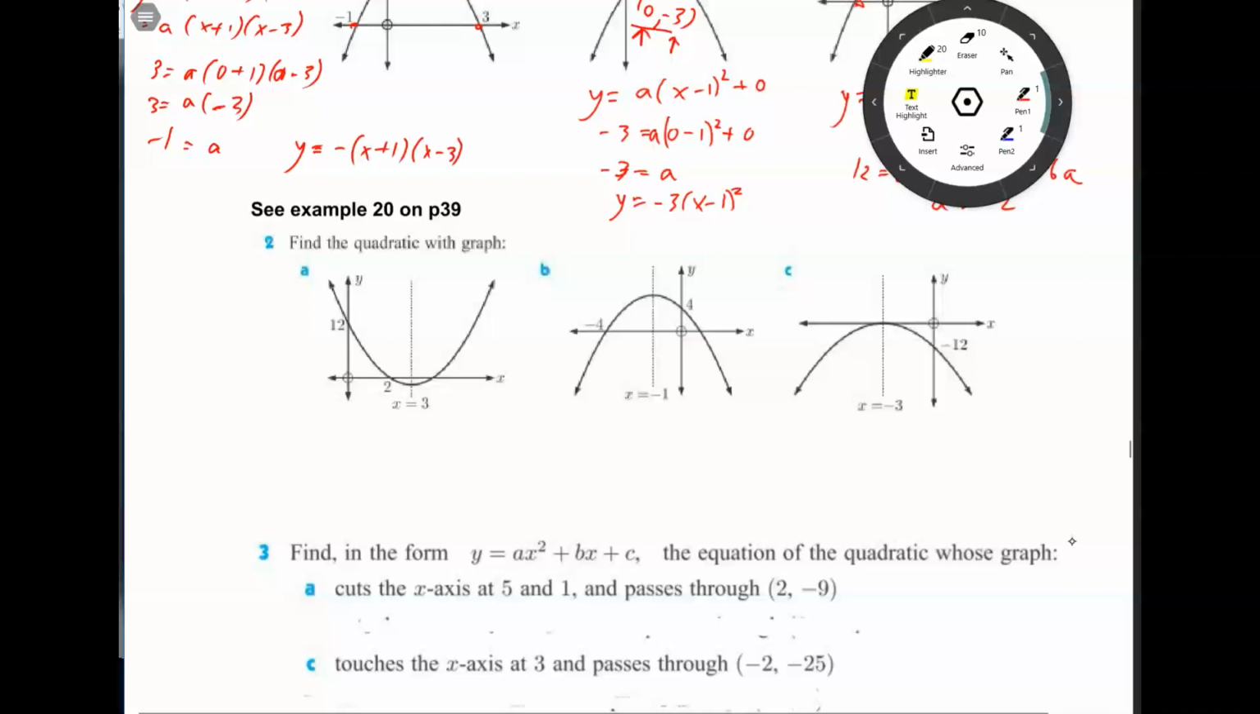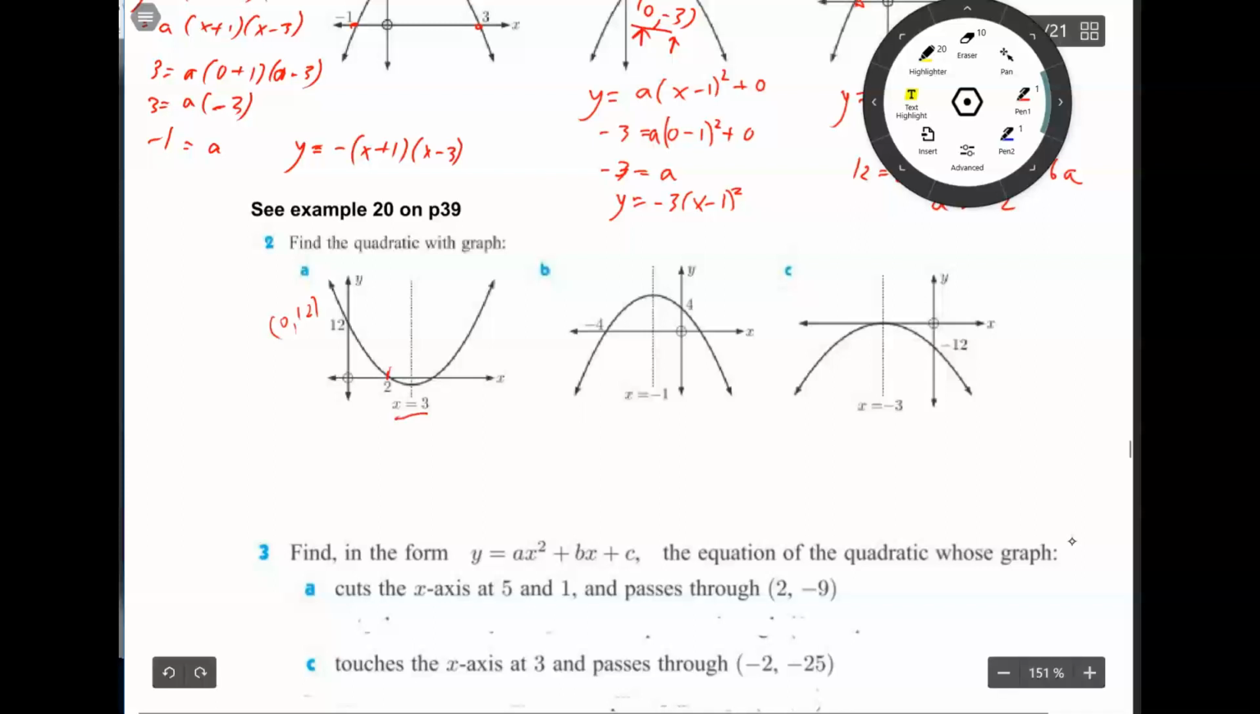Number 2, find the quadratic with the graph. And here they gave us some different types of information. They gave us that the y-intercept is 0, 12. One of the x-intercepts is 2. The axis of symmetry is x equals 3. And from this, there's a lot of problems like this on the exam.